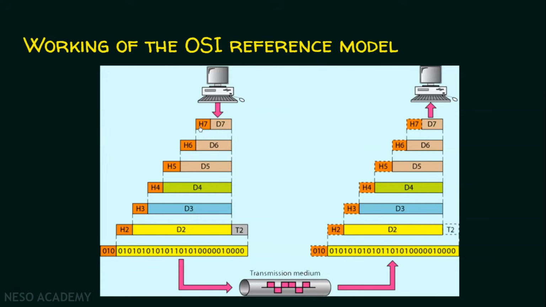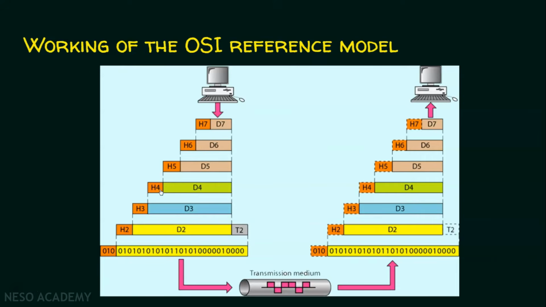Then some activity is carried out in the application layer, that is, the H7 header is added in the application layer. It is then given to the presentation layer. D6 means the presentation layer. In this presentation layer, the data is encrypted or translated or compressed, and this header is added in the presentation layer. After that, it is given to the session layer. After the session layer, it is given to the important layer, the transport layer, where the source port number and destination port number related information is added. That is in H4, that is header 4.